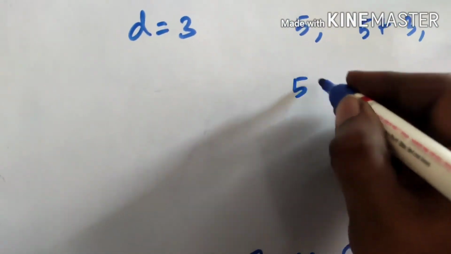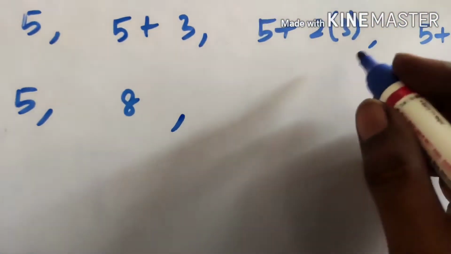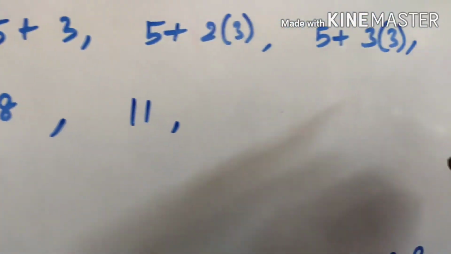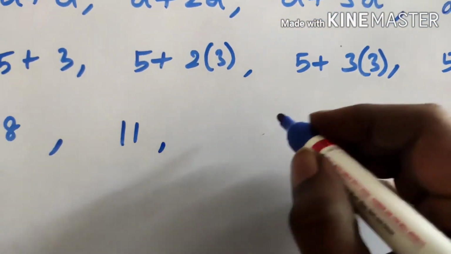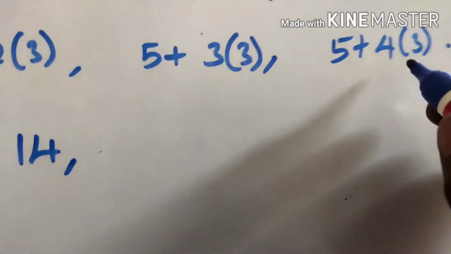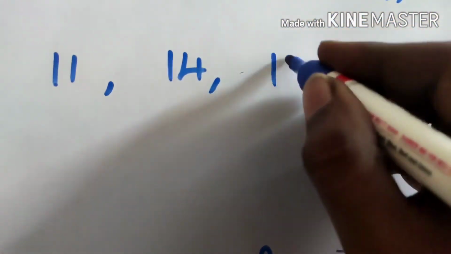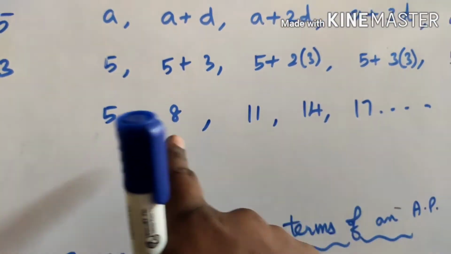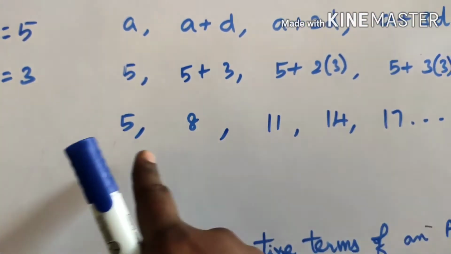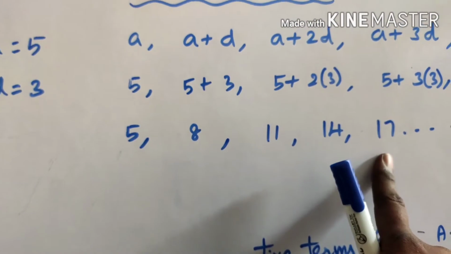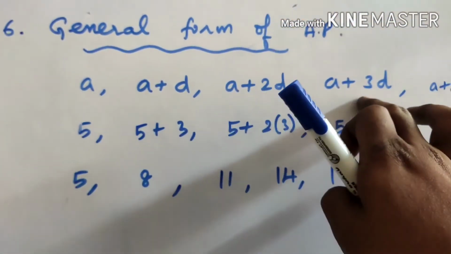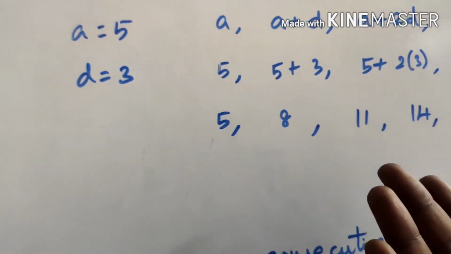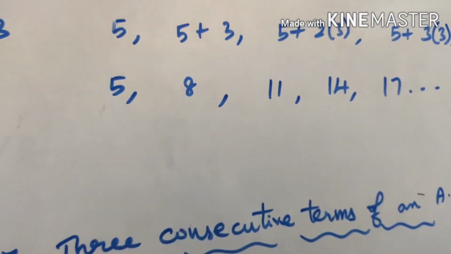So here you are getting 5, here 8, here 2 3s are 6, 6 plus 5 is 11, 3 3s are 9, 9 plus 5 is 14, 4 3s are 12, 12 plus 5 is 17. So we got the example. We saw the first example of an AP, and we got that sequence. Using this form we can create our own AP. Like that you can create your own AP.